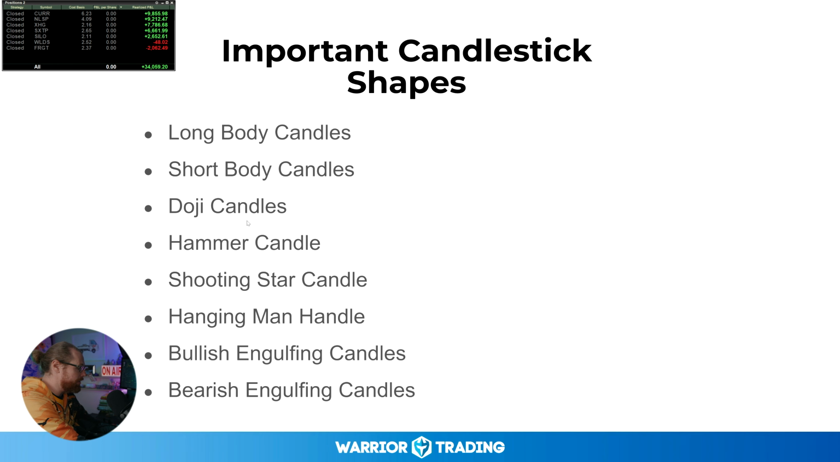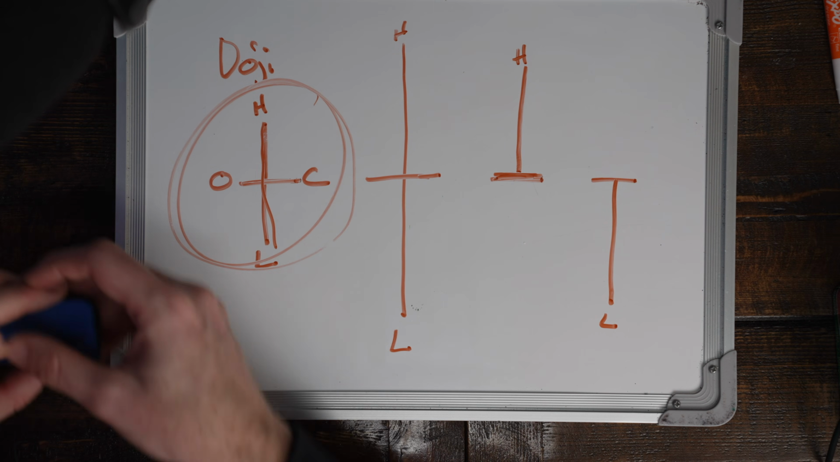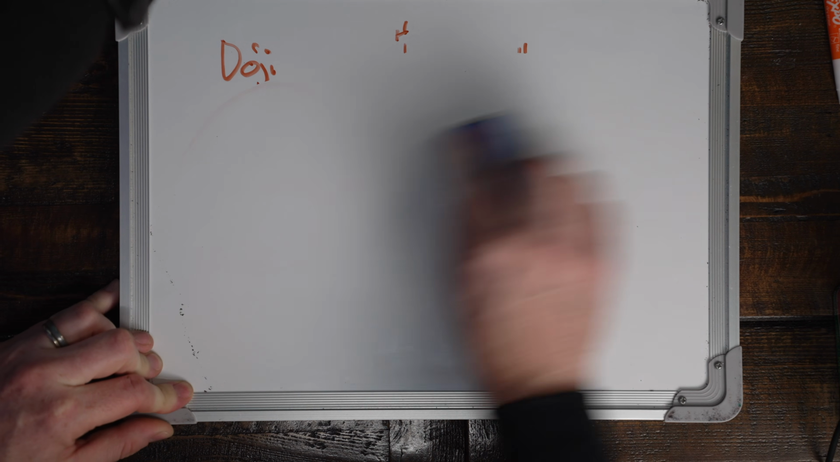Now, the next type of candle I want to show you. We've got the long body candle, the short body candle, the doji candle, and now we're going to look at the hammer candle. A hammer candle, again, I'm going to say it again, is all about context. It's a hammer in the right context.